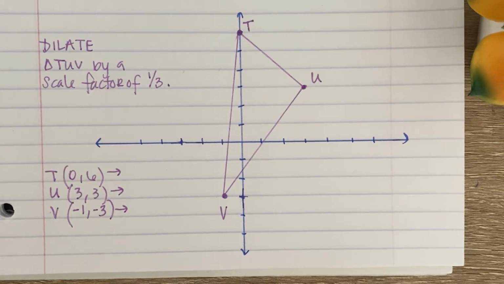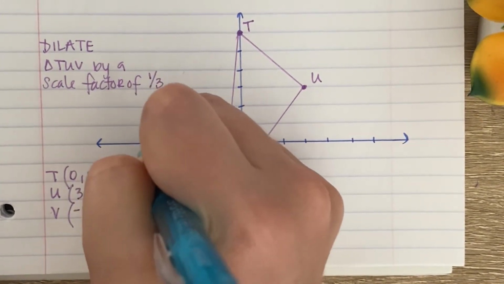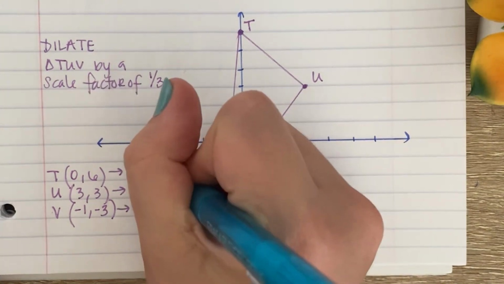I also wrote down what the points of TUV are. So what we're going to do is we're going to take our points and we're going to multiply by the scale factor of 1/3. So anything times 0 should be 0, yes. So that's T prime, 0. And then 6 times 1/3, or 6 divided by 3, is 2.